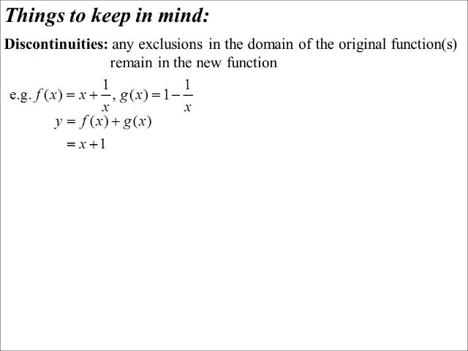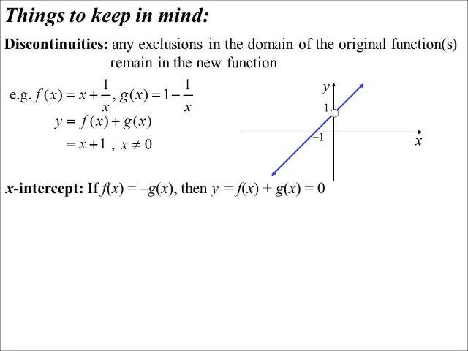And the mistake would be to draw y equals x plus 1, but x can't equal 0. So it's the difference between drawing the line y equals x plus 1 and drawing function f of x plus g of x. So yes, it looks like x plus 1, but we would have a point discontinuity there at 0, because we cannot substitute that into function f of x plus g of x, which they've asked us to draw.